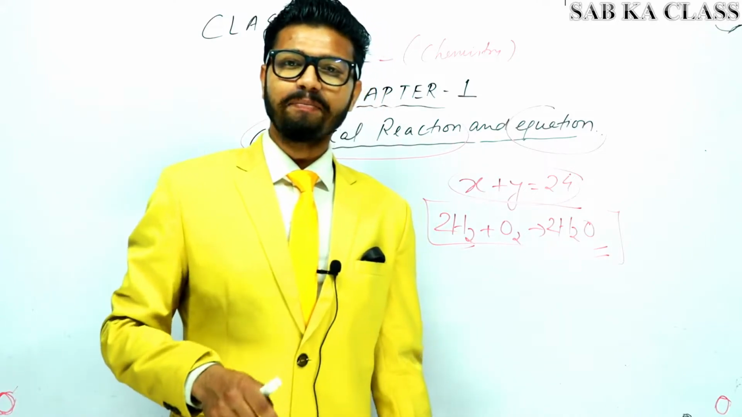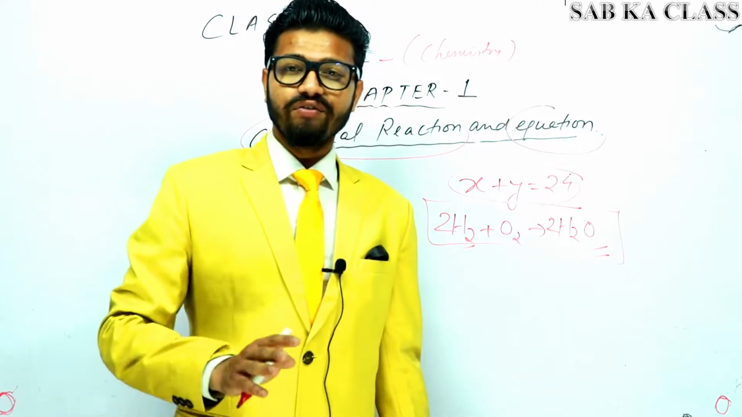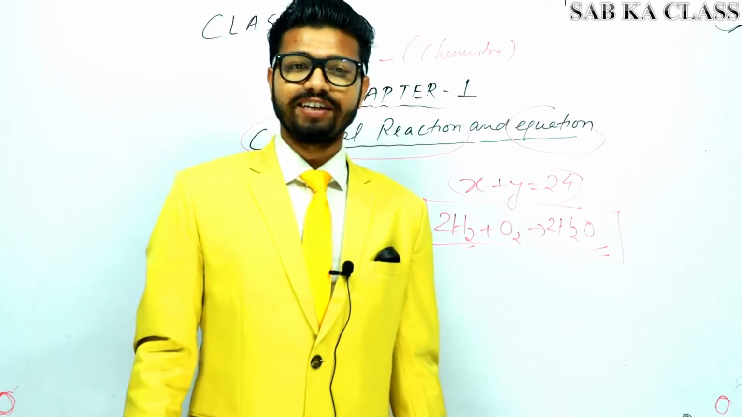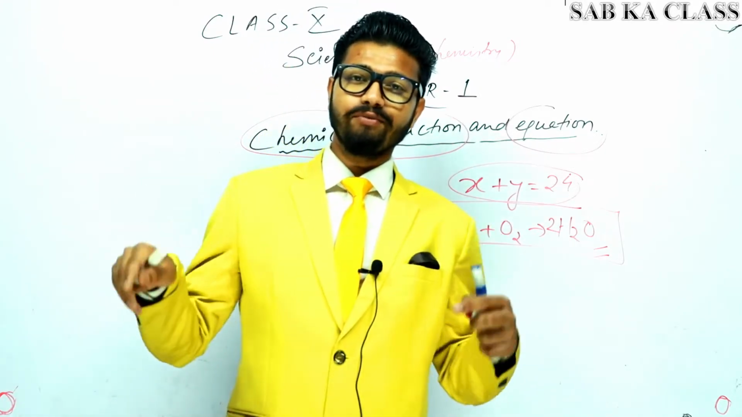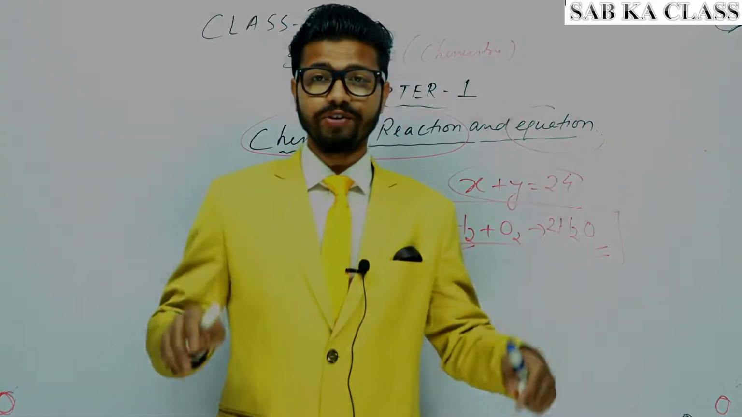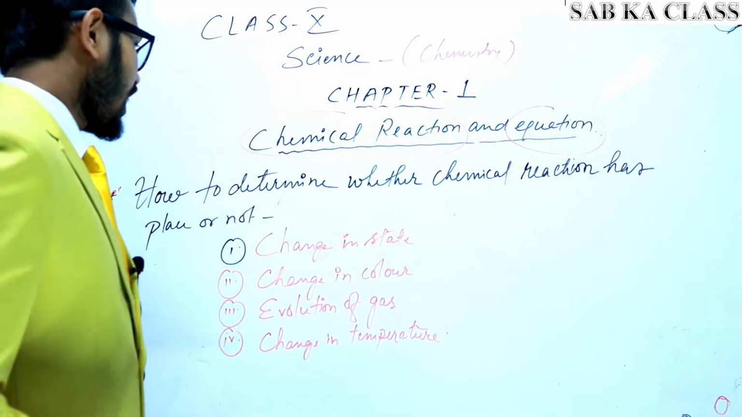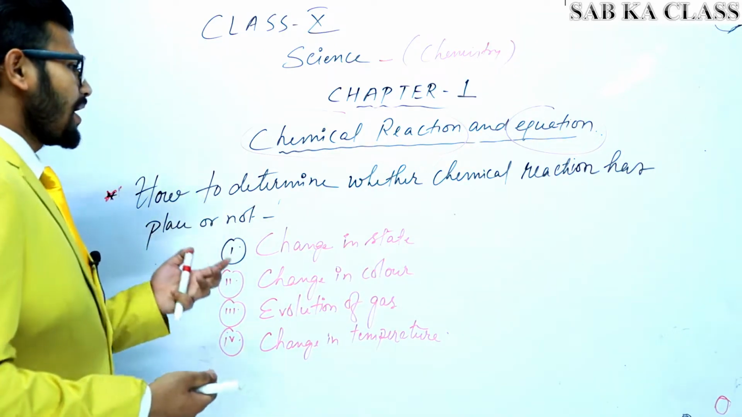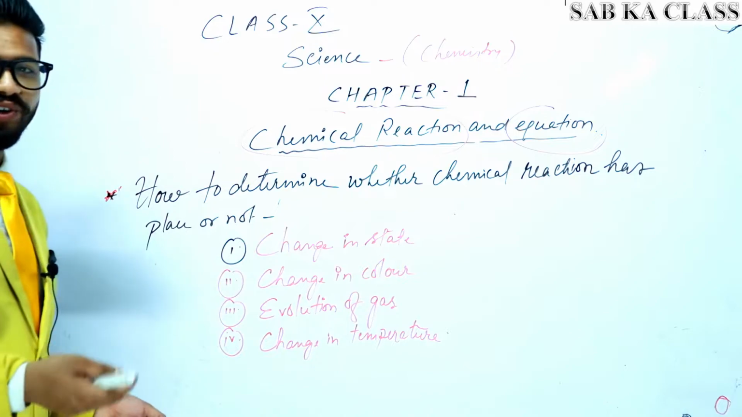And the changes take place internally. It's a chemical property, meaning internal property changes in the chemical reaction. I hope the definition and the explanation is very clear to you. So how can you know? There's a question given here: how do you determine whether a chemical reaction has taken place or not?